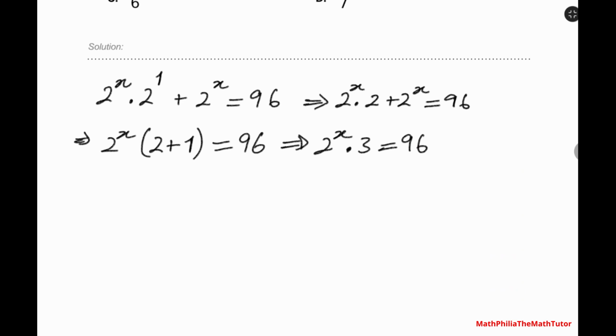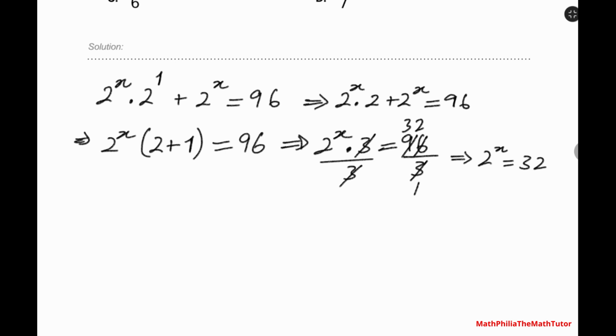Then from there, we want to have 2 raised to the power of x on its own, so we divide both sides by 3 so that we can get 2 raised to the power of x on its own. Well, 3 goes into itself 1 times, 3 goes into 9 is 3 times, 3 goes into 6 is 2 times. You can also use a calculator for this, okay, because in SAT you are allowed to use a calculator, so you can go ahead and use your calculator if you are not comfortable with division. Okay, so this is the same as 2 raised to the power of x is equal to 32.